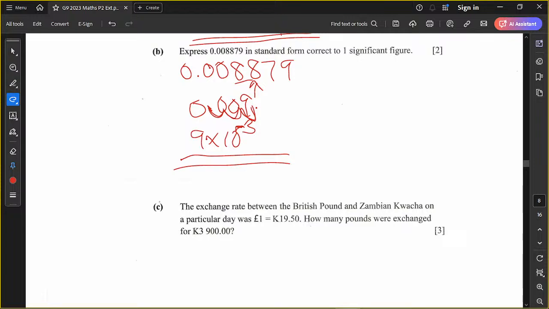Unless you have got questions, that's how you go about it, and that is the answer you get. Remember, it is one significant figure. So this is the one significant figure 9 we have, and it is in standard form.